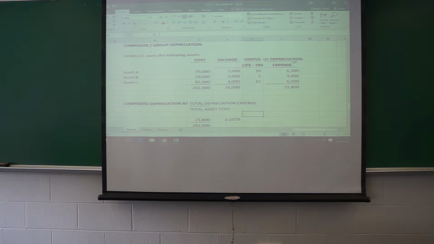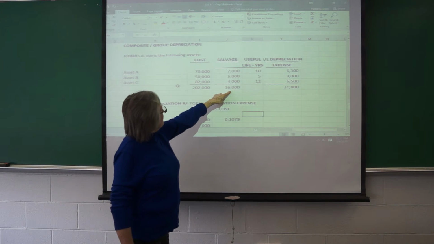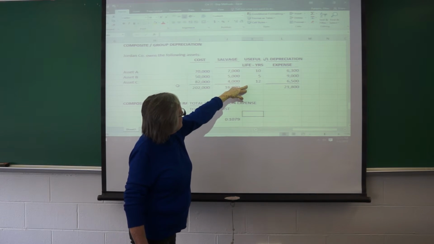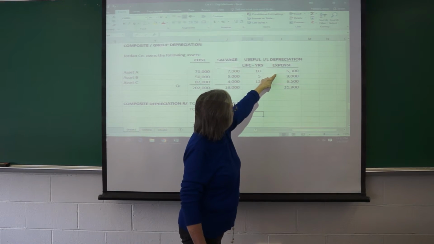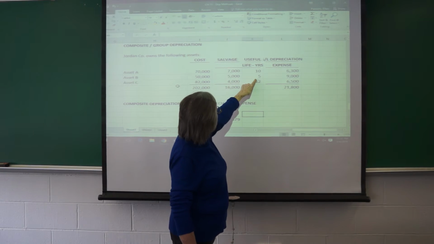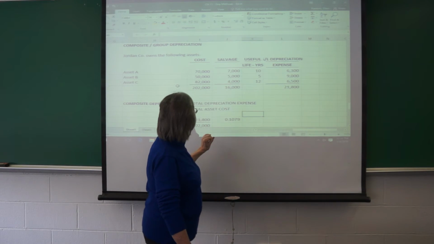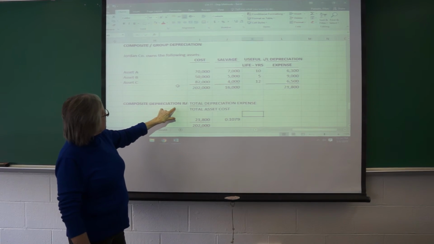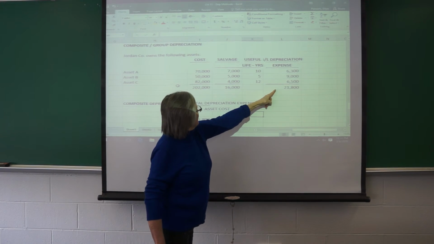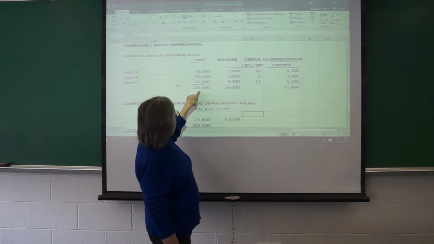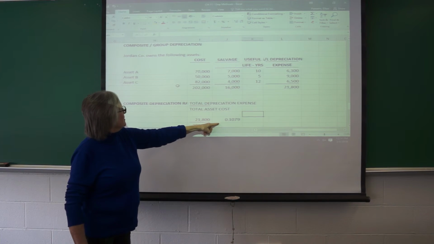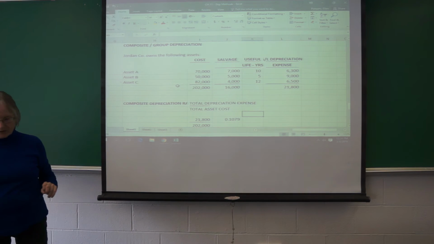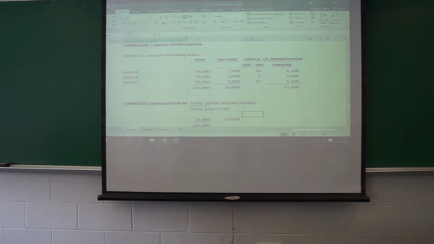So if you've got three assets, you have to do something like this for them. You have to say, okay, this is the total cost, here's the salvage of each, here's their lives, and then the depreciation expense. So you're going 70 minus 7 divided by 10 gives you the depreciation expense, 50 minus 5 divided by 5, depreciation expense, and so forth. And so then, composite depreciation rate: total depreciation expense divided by the total asset cost. And so that gives you your 21.8 divided by 202, which gives you the rate there, the total composite depreciation rate. So they'll ask you for that.